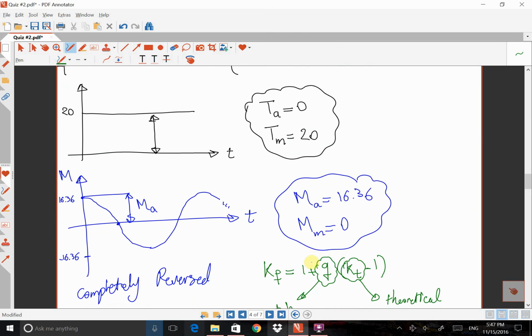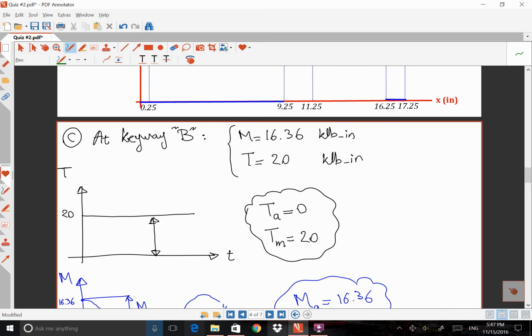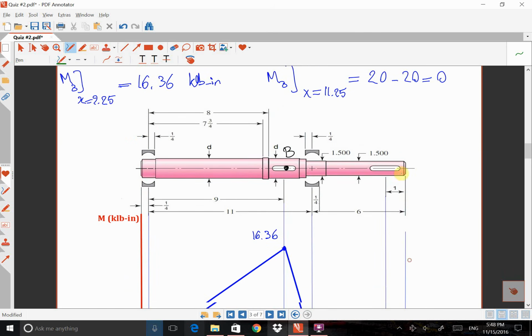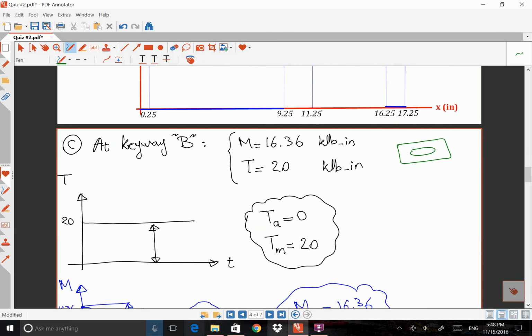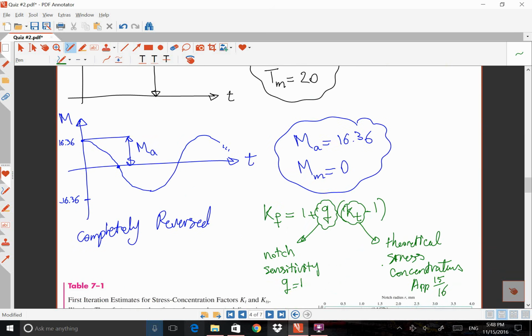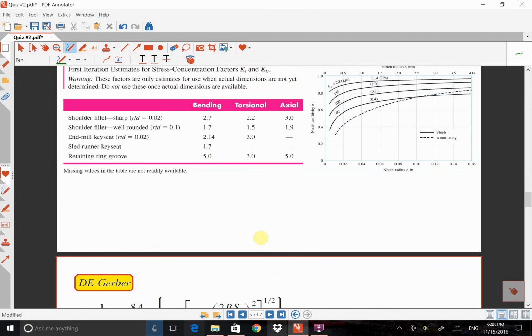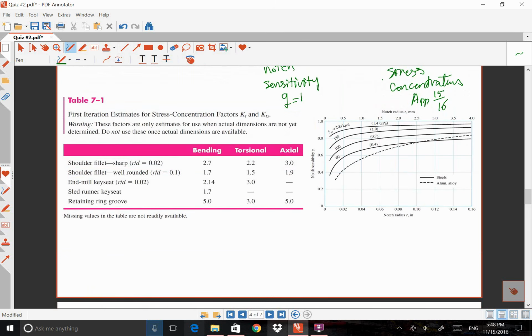So I have to go to Appendix 15 and 16, and I have to find the case where there is a keyway. That's point B, yes? This is point B, okay? But when I go to those appendices, I see that I cannot find something like this. In those cases, we can use Table 7.1 in order to find the theoretical stress concentration. So I can come to this table, and the question says that we have an end mill key seat. So this is the case that we are studying.